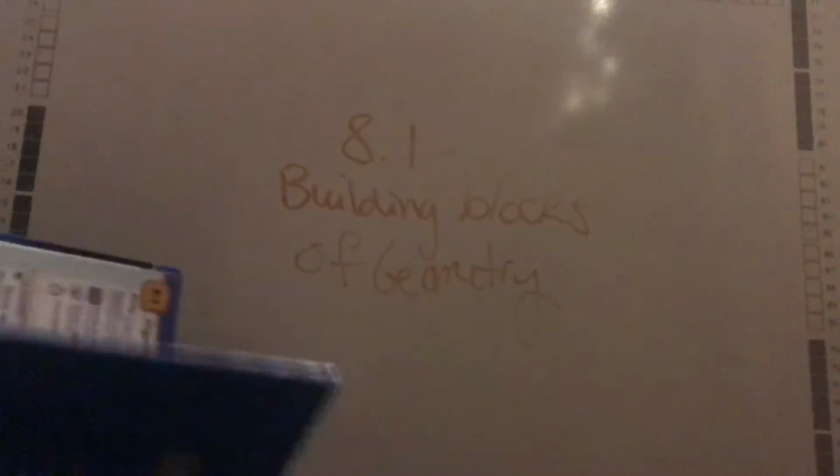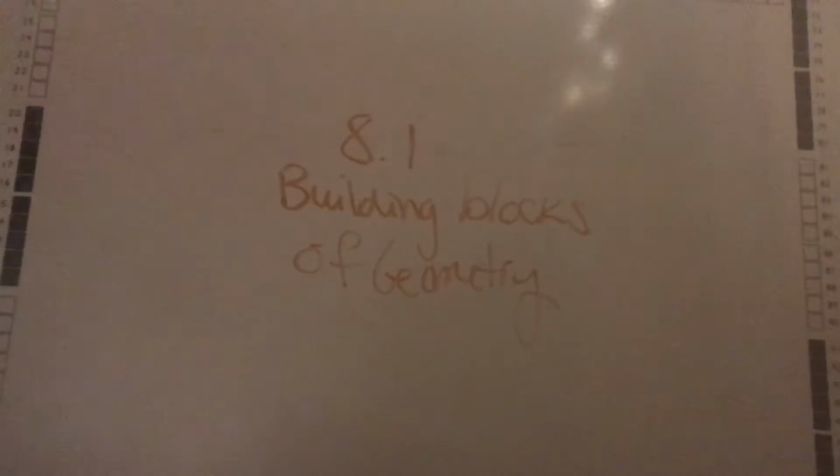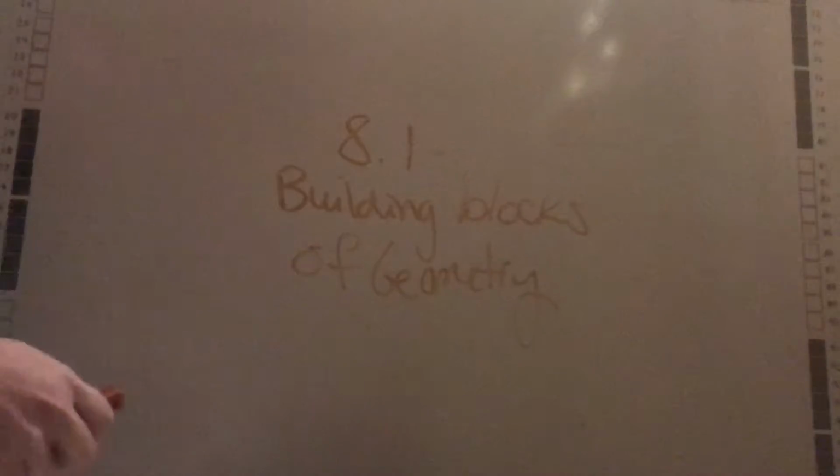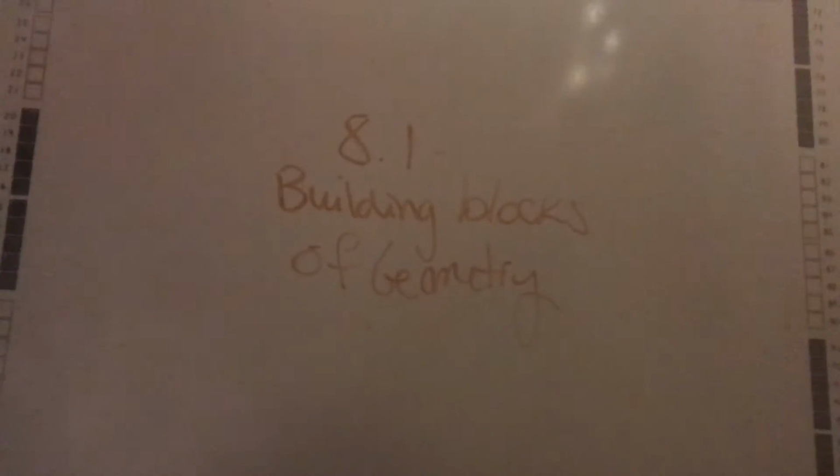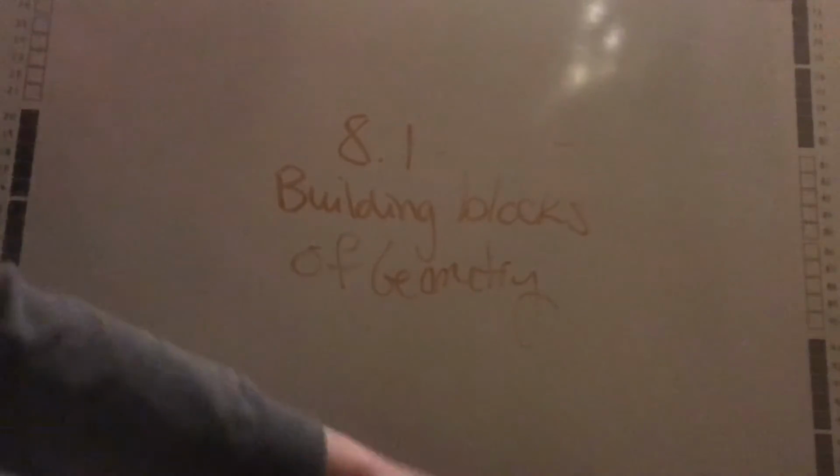Okay, for lesson 8.1, we're going to start with some of the basics of geometry. So, basic vocabulary, basic ways of identifying that vocabulary, and just getting started on some of those building blocks of geometry. So the first thing you need to do is open up your book to page 310 so you can follow along with some of the things that we're doing.